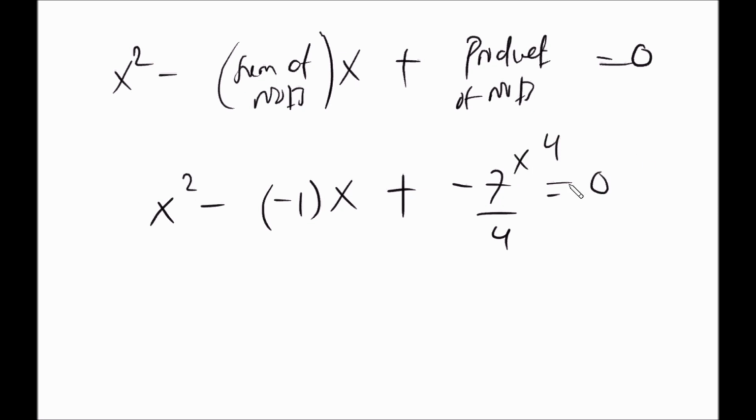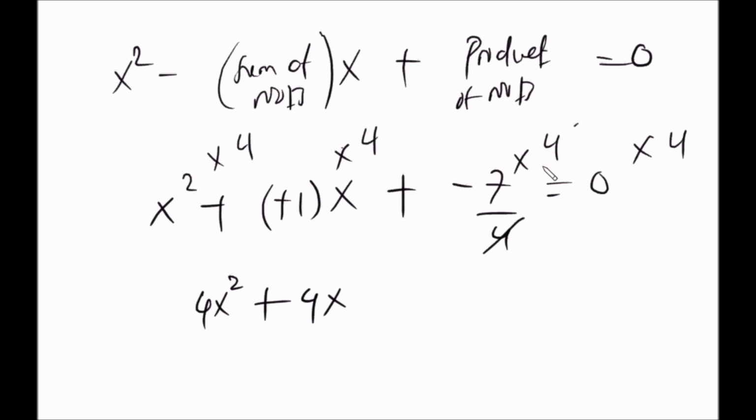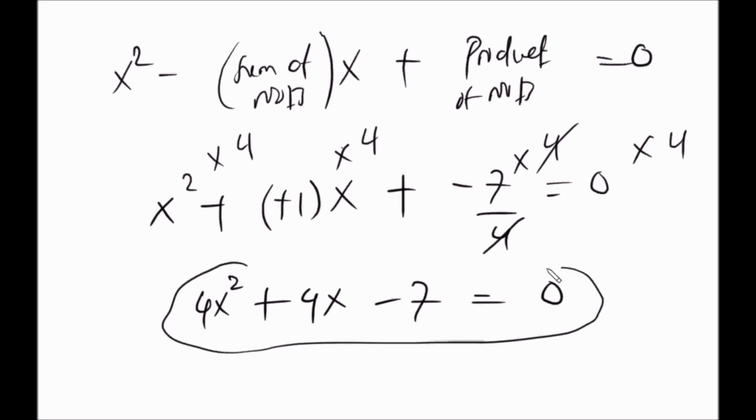So x squared minus sum of roots negative 1 x plus product of roots negative 7 over 4 equals 0. Multiplying by 4, 4 times x squared is 4x squared. Negative and negative is positive, so plus 4x, and the 4 and 4 cancel, leaving minus 7 equals 0. So this now is the equation whose roots are m plus half and n plus half. So that is example 3. Let me say see you in the next tutorial.